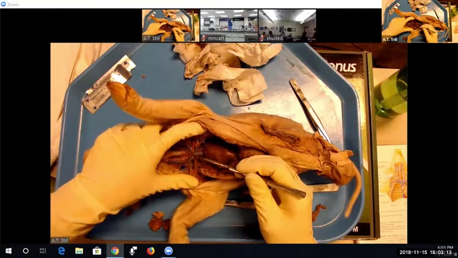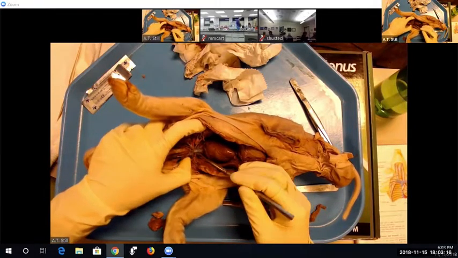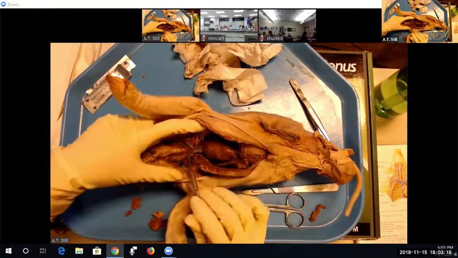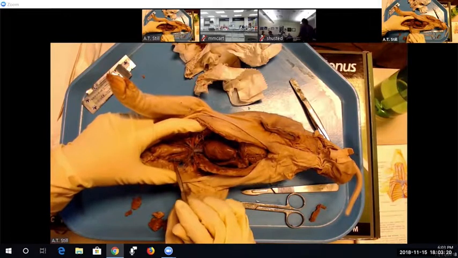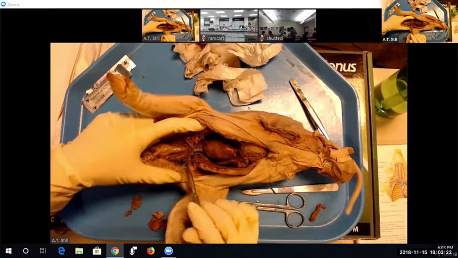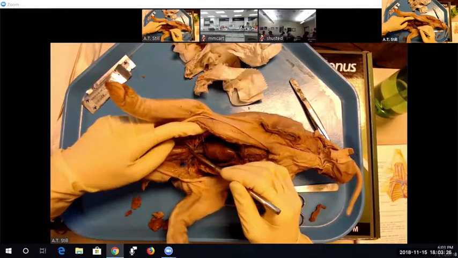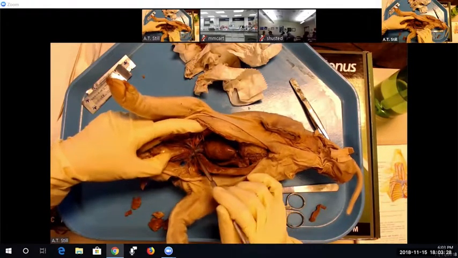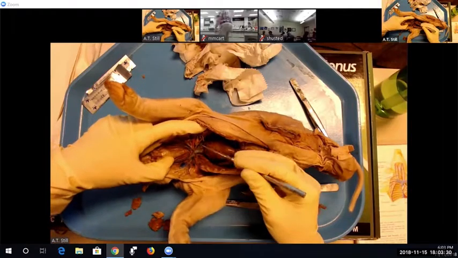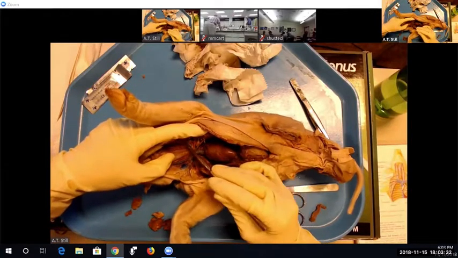And on the right side, it's going to give off the brachiocephalic trunk, which is where the common carotid comes off of, and the subclavian as well. And then on the left side, the common carotid comes directly off of the arch of the aorta, as does the subclavian artery.